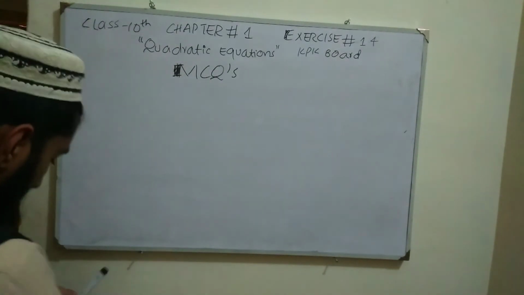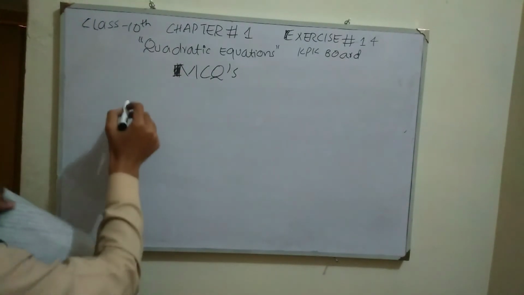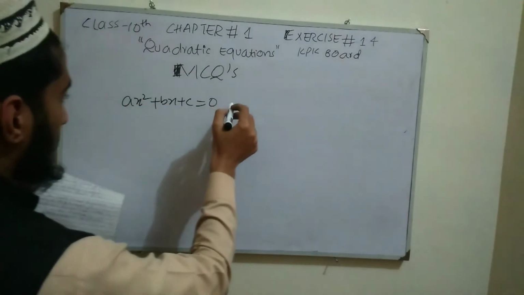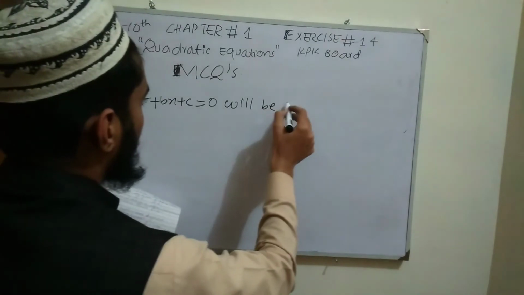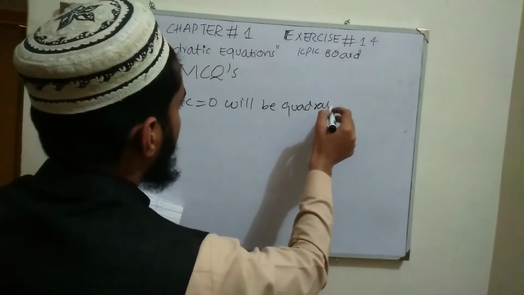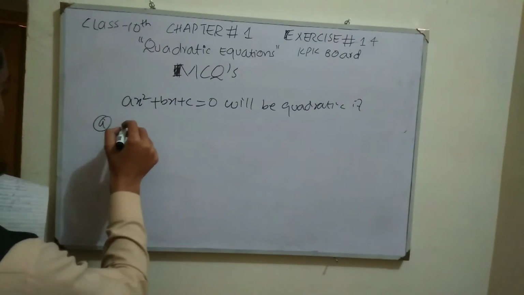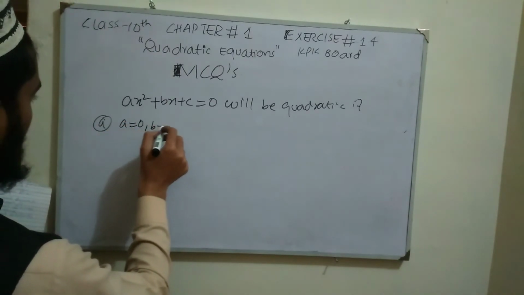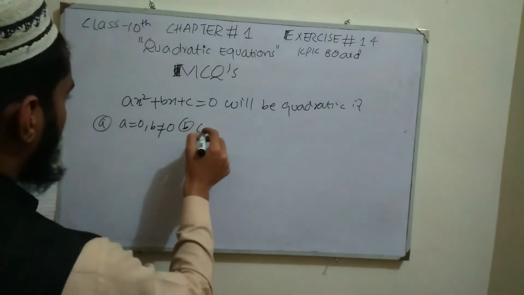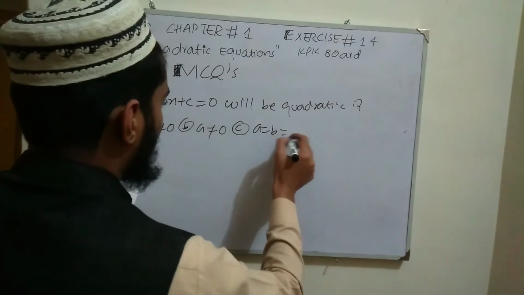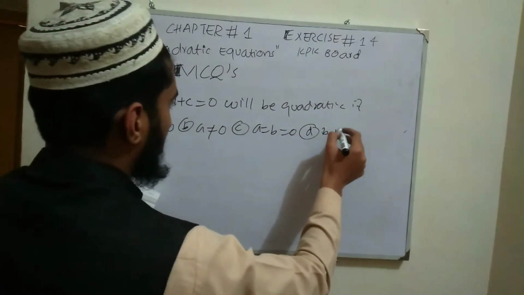Move to another question. Standard form of quadratic equation is given: ax square plus bx plus c is equal to 0. This will be a quadratic if a is equal to 0 and b is not equal to 0. Option B is a is not equal to 0. Option C is a equal b equal 0, and last option is b is real.